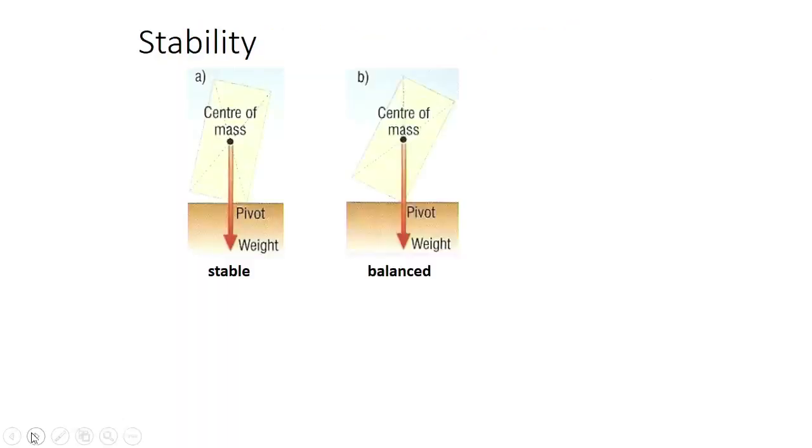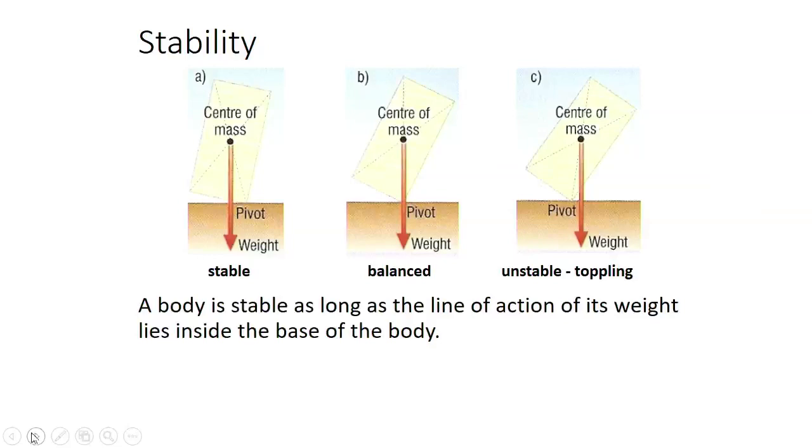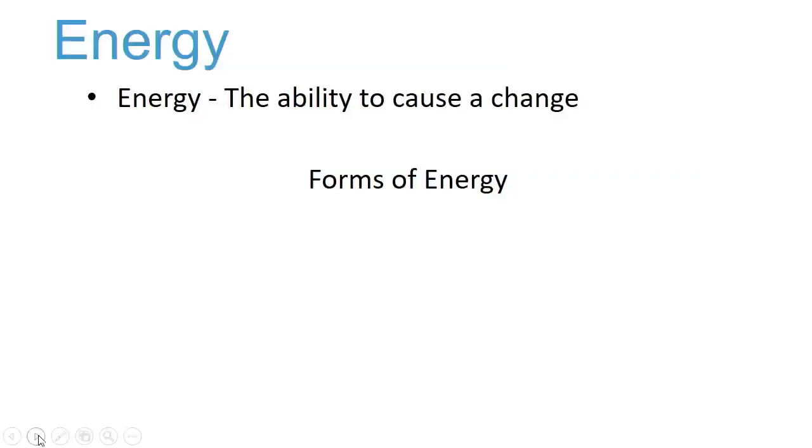Now the center of mass, we know it helps us with stability, to have our object stable. As long as it's along the line of the center of mass, it will be stable. If the center of mass is a bit higher or a bit lower, then that causes a problem and it is unstable. Now we go to energy.